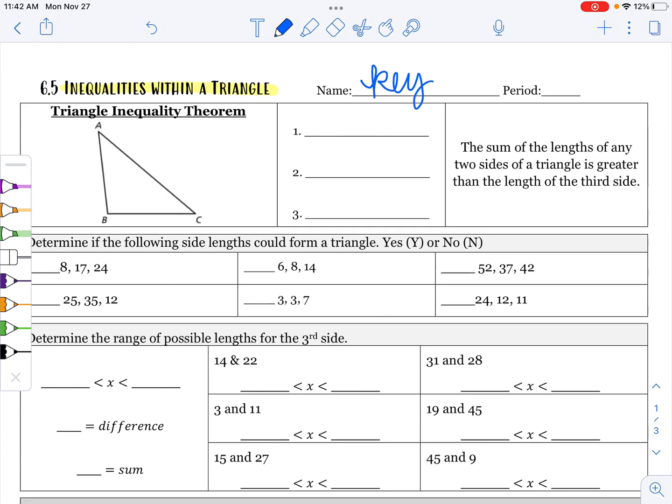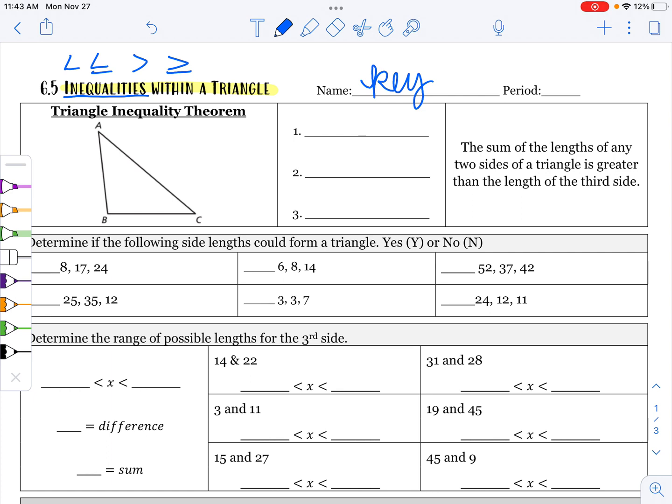So remember, inequality means that instead of saying that things are going to be equal to each other, we might be saying that something is less than or equal to, greater than or equal to. So these are our inequality symbols. Kind of looks like the Pac-Man. So we're going to be looking at inequalities within a triangle.